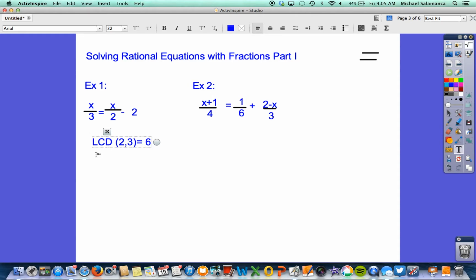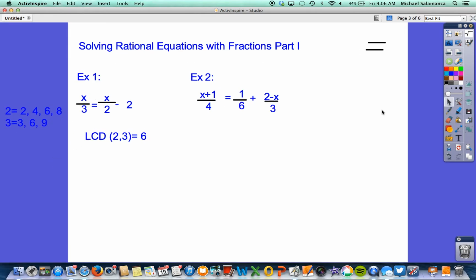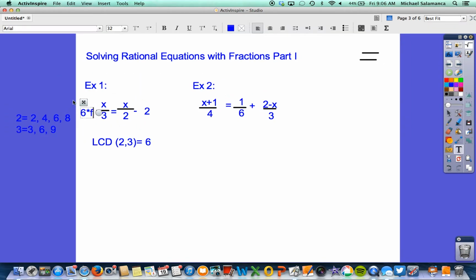If you're not sure how we got that, I just made a list of multiples for 2 and 3 and found out where they match. So 3, 6, 9. Obviously we found one at 6 already. So what we're going to do here is multiply the entire equation by 6. Again, we're going to multiply 6 to the entire equation, but it's really important that you pay attention to how we do this.